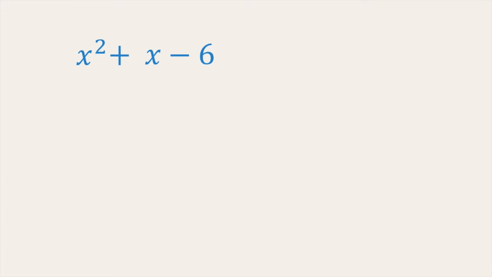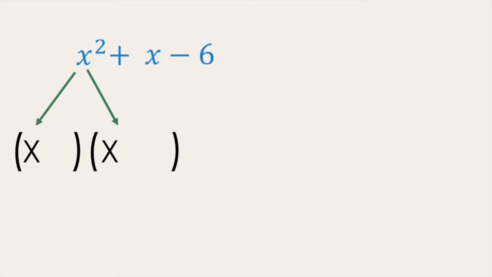We have this trinomial x squared plus x minus 6, and we want to factor this, but because these terms don't have a greatest common factor, we could break up this trinomial as a product of two binomials. So we'll start that off by first breaking up the x squared into x times x, because we know that x times x gives us x squared.